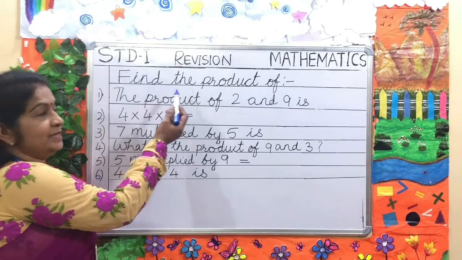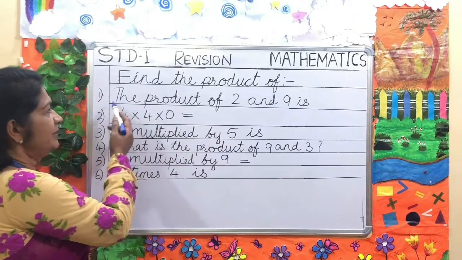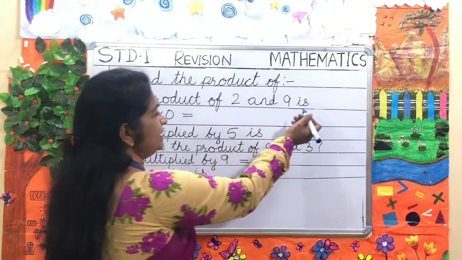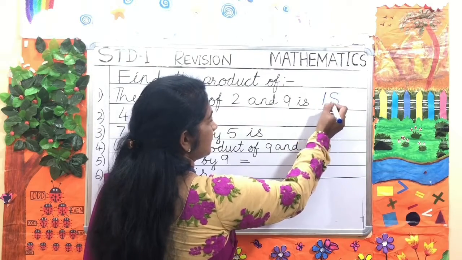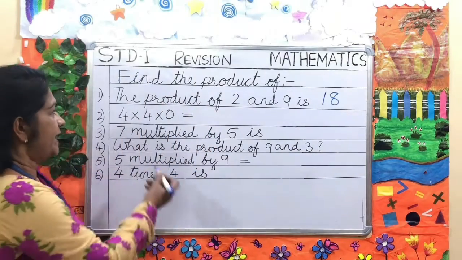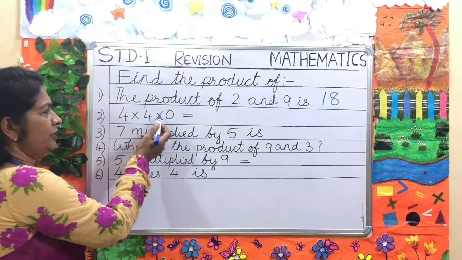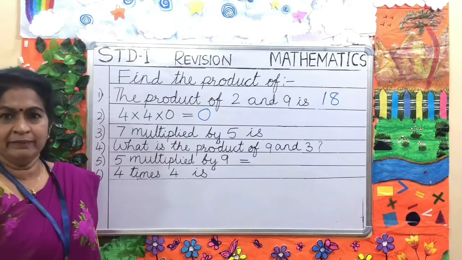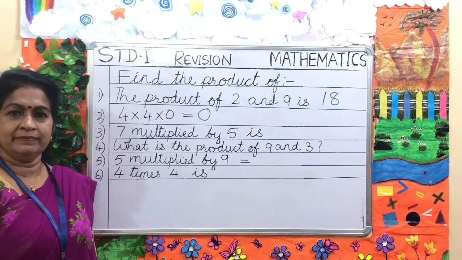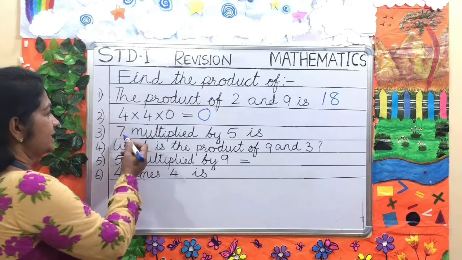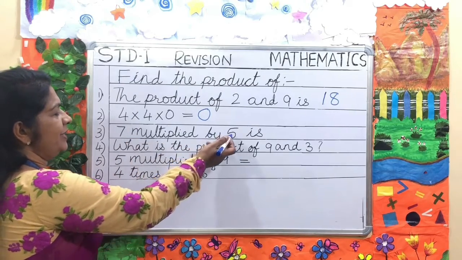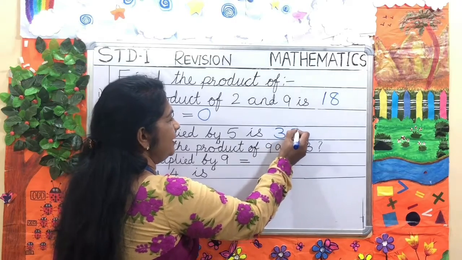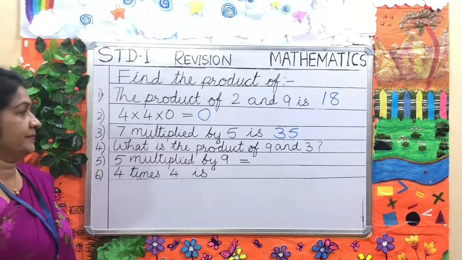Next is find the product of. Number 1, the product of 2 and 9 is 2 9s are 18. Next, 4 into 4 into 0. The answer will be 0. Any number multiplied by 0, the answer will be 0. Next, 7 multiplied by 5 is 35. 7 5s are 35.